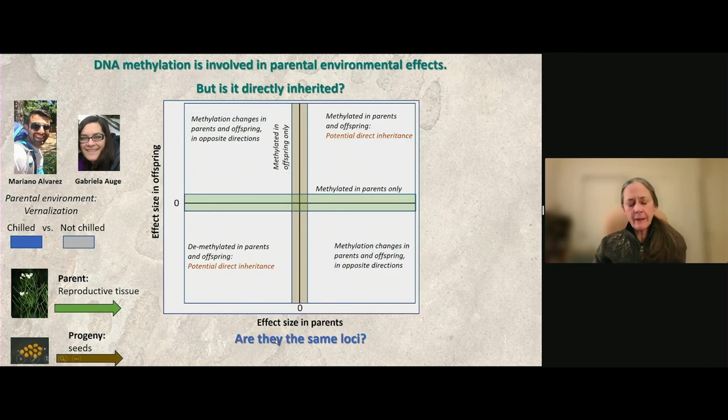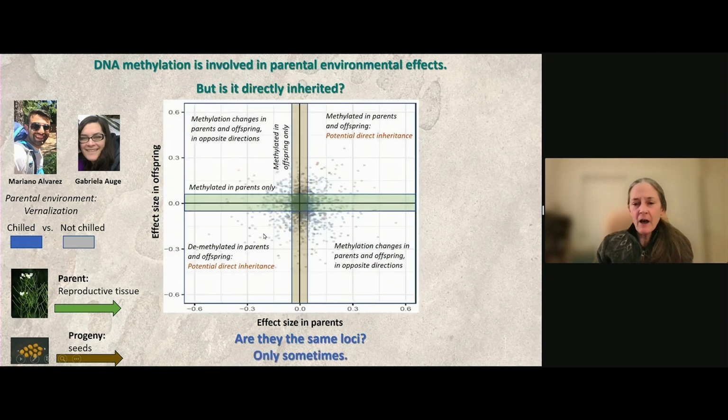So I'll plot it in this way, where this axis is representing demethylation or methylation in the parents, and this axis is representing demethylation or methylation in the progeny. Loci that responded just in the parental generation would show up along here. Loci that responded just in the progeny generation would show up here. But it's on this diagonal that we would expect them to line up if there were a methylation change in the parents that was directly inherited by progeny. So this is what we found.